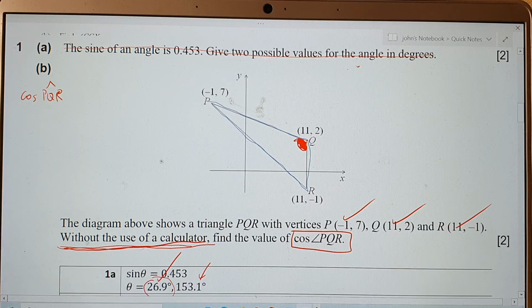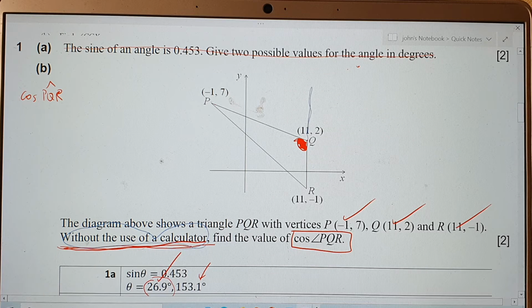Because you don't know this length, you don't know this length. You can find them using your length formula, but then you have a square root and you're using a calculator already, and they say without using calculator. So what should you do? This is what we do. You extend this line.